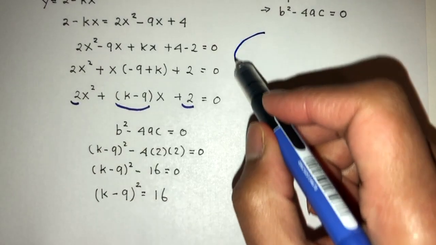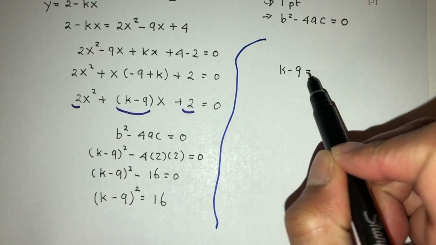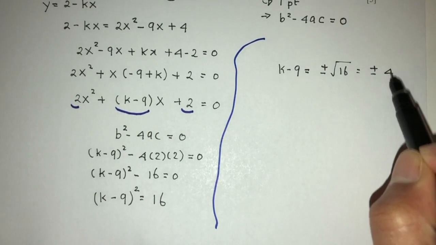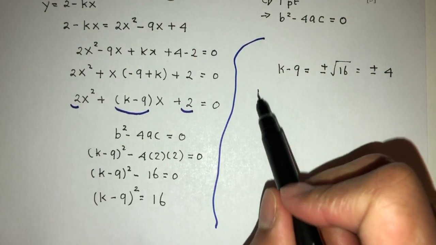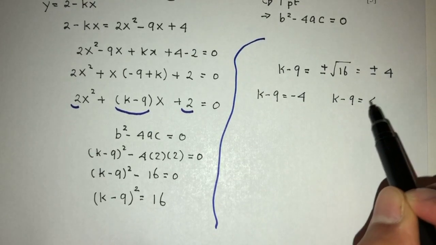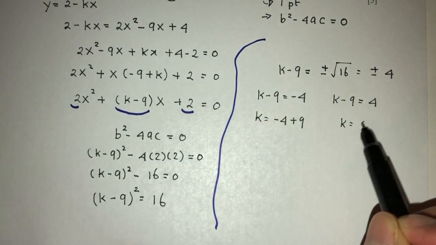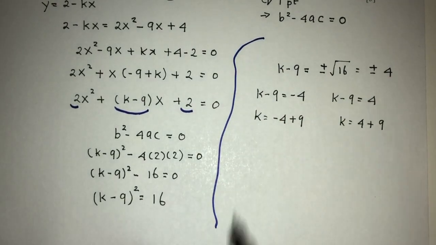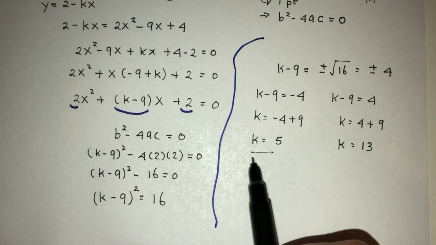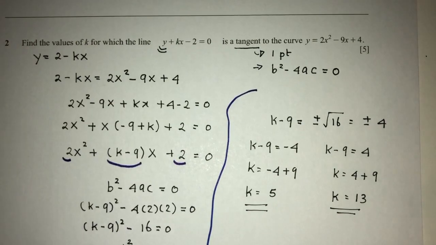Now let's continue on this side. So k minus 9 can be two answers. Can be plus minus root of 16, which is plus minus 4. Now k minus 9 can be minus 4. k minus 9 can be plus 4. k can be minus 4 plus 9. k can be 4 plus 9. So k can be 5 or k can be 13 for your answer. So find the values of k. The two values will be 5 or 13 for question number 2.